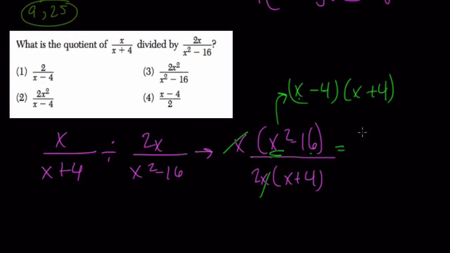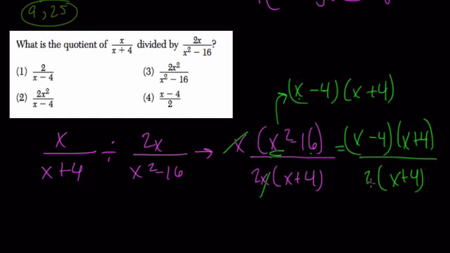What's nice here, though, is the x minus 4 times x plus 4, and then over 2 times x plus 4. These two cancel out. You have x minus 4 over 2. Choice number 4.